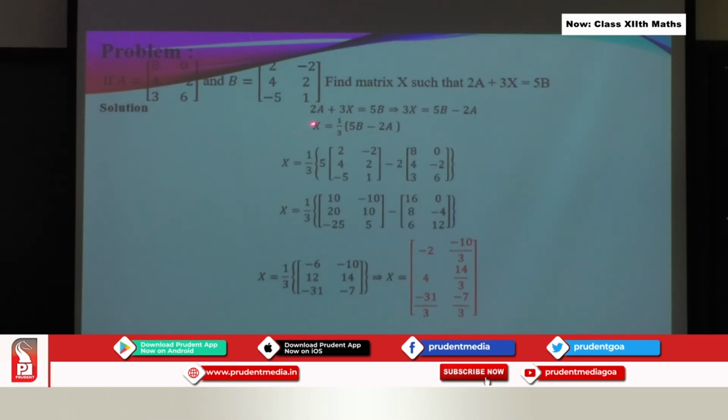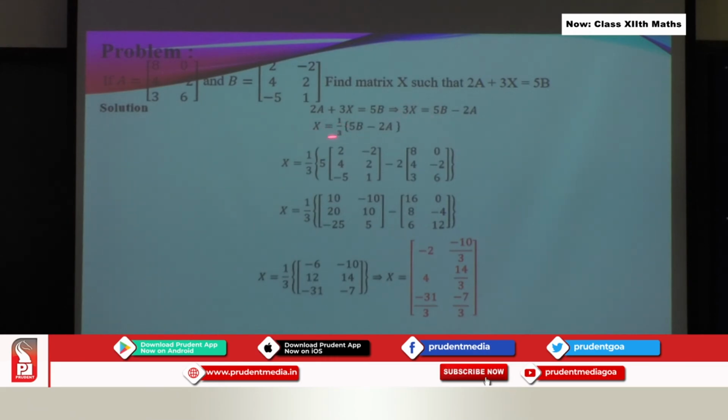What do I do? First I take this equation and solve it the usual way to get the value of X. What do I get? X equals, the usual way, 2A goes to this side and becomes negative. So I am getting 5B minus 2A, and the 3 which is here goes down, so you get it as 1 by 3.